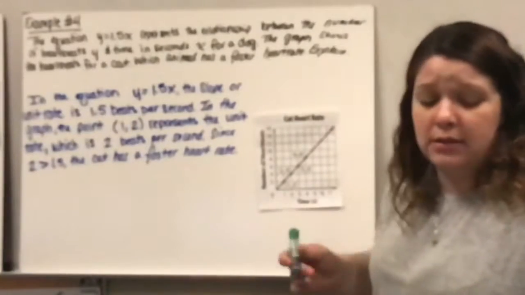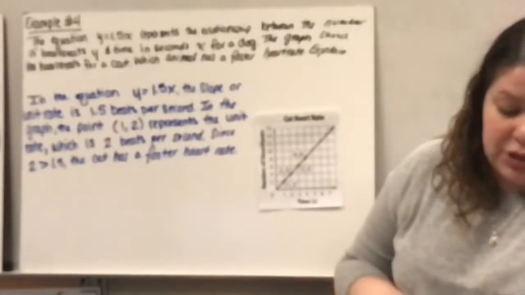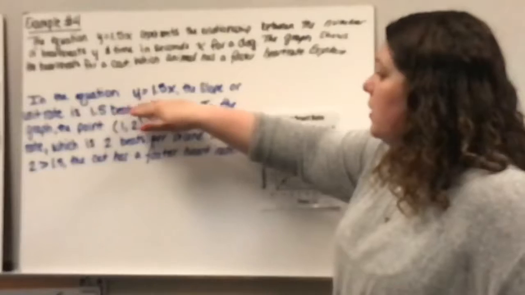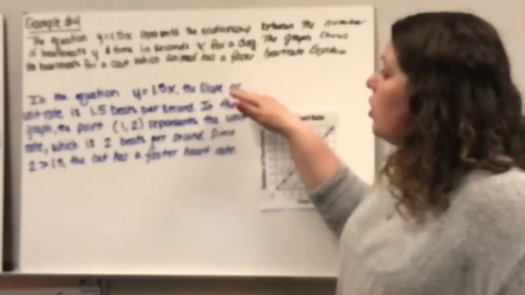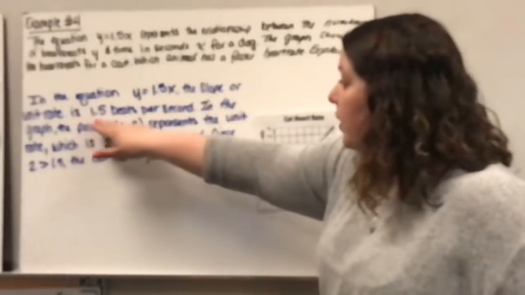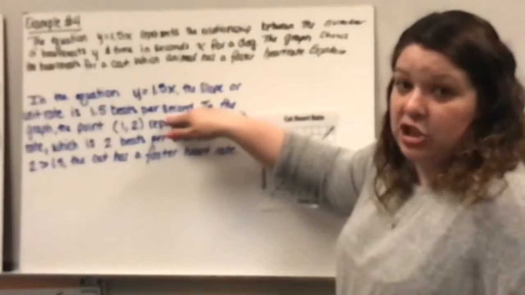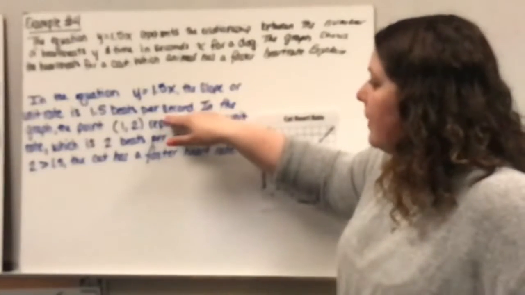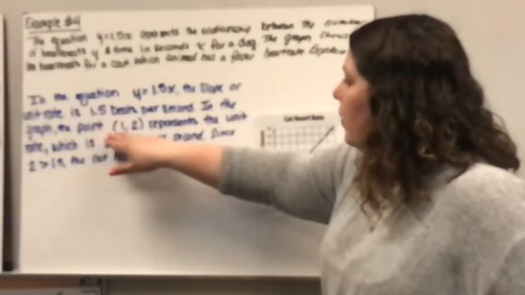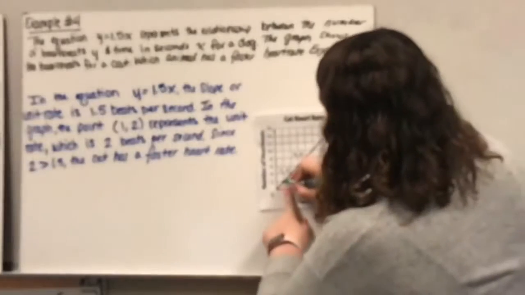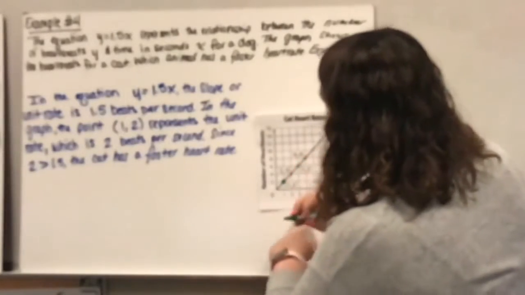So the first thing you need to do is look at the equation. In the equation, y is equal to 1.5x. The slope or the unit rate here is going to be 1.5 beats per second. Okay? So that is my constant of change, the 1.5 beats per second. In the graph, the point 1, 2 represents the unit rate. Okay, so this point right here represents the unit rate.